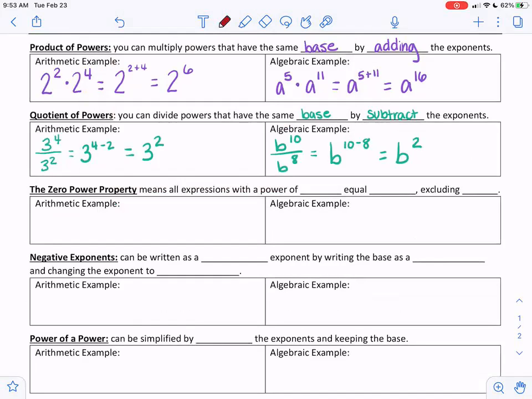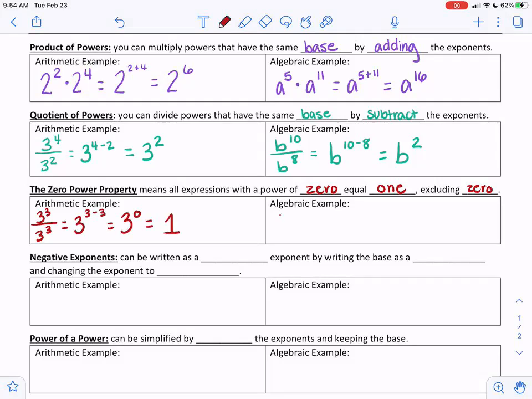Now let's talk about the zero property. The zero property means that all expressions with a power of 0 equal 1. The only exception, of course, being 0 itself. So for instance, if I have 3 to the third power divided by 3 to the third power, we can subtract again: 3 to the third minus 3, which would give me 3 to the 0 power, and anything to the power of 0 is 1. So I would simplify that to 1.